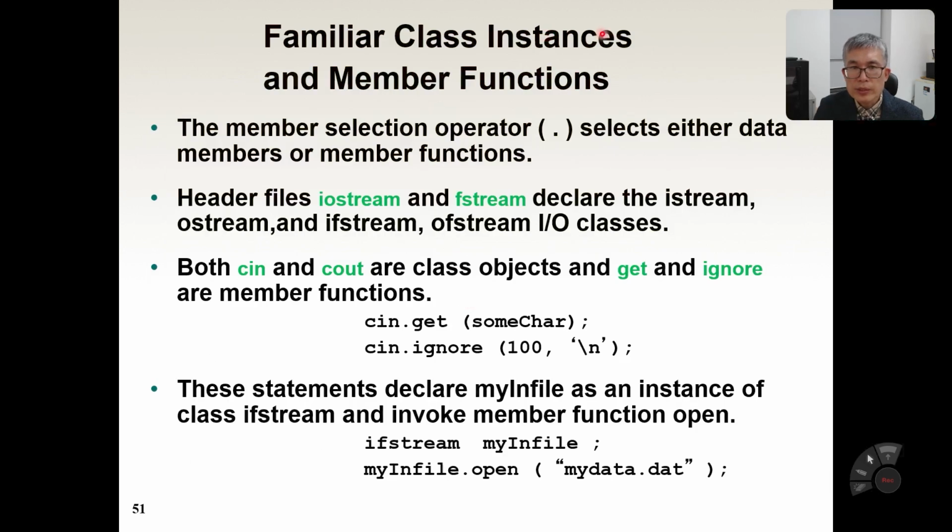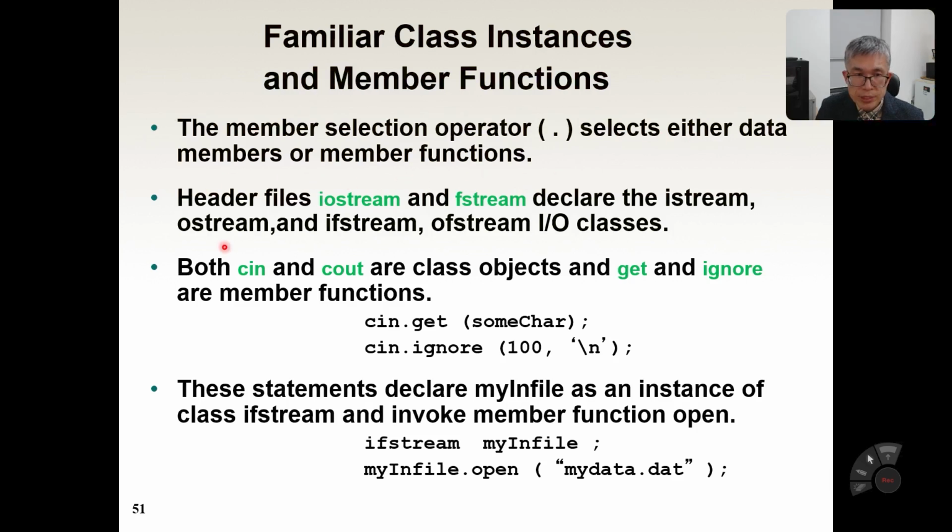Familiar class instances and the member functions use the member selection operator, dot. This one is also used by structures in C. It selects either data members or member functions.